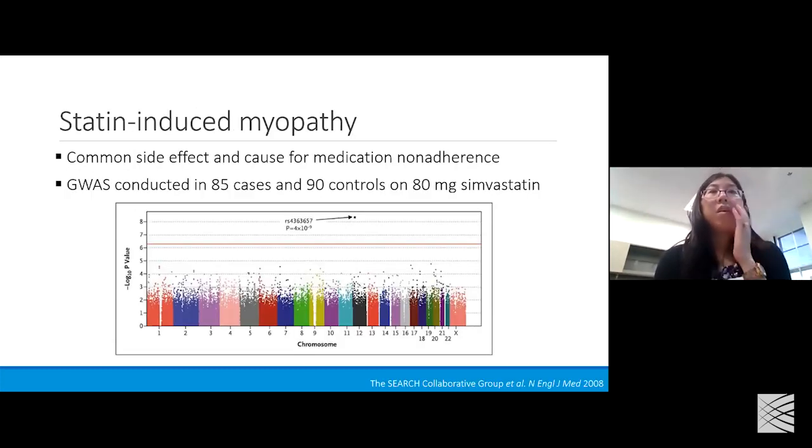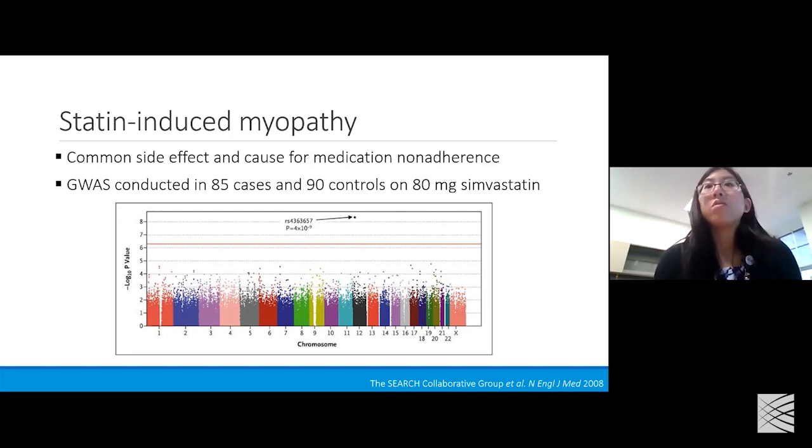Switching gears to another medication that's commonly used, statins, which are prescribed to lower low-density lipoprotein cholesterol and to prevent cardiovascular disease. They're very commonly prescribed, but one of the major reasons for non-adherence is the development of statin-induced myopathy, which can range from severe rhabdomyolysis or muscle damage, and then can be as mild as just some muscle aches.